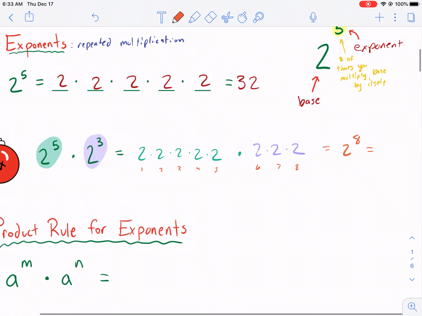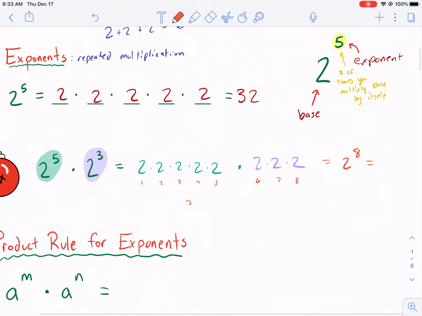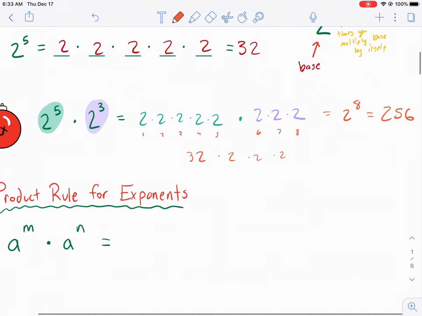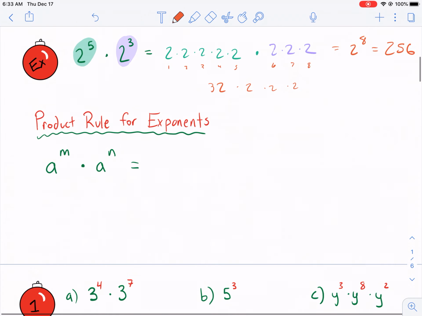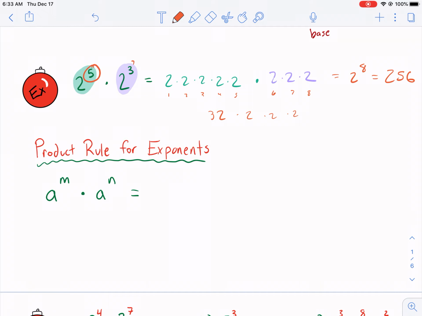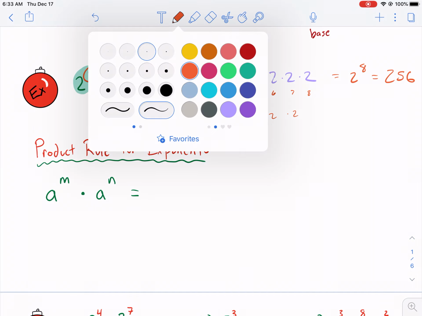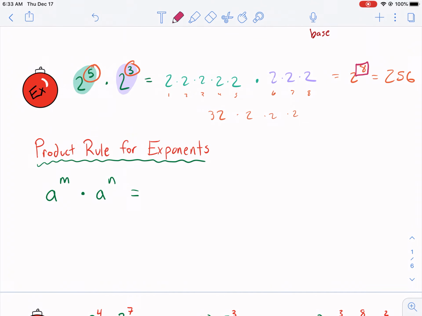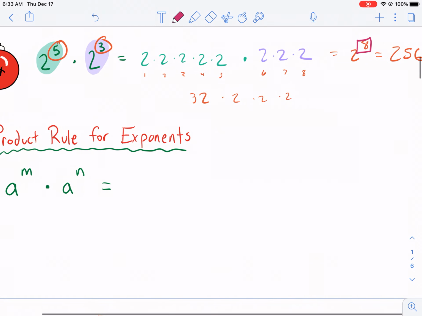But we can also simplify it. We know this is 32, times 2 is 64, times 2 is 128, and then times 2 is 256. So two different ways to think about how to do those exponents. Now, what did you notice? How did this 5 and 3 correspond to our new answer of 8? Think about that. 2 to the fifth times 2 to the third, we got 2 to the 8th power. How does that 5 and 3 relate to 8?